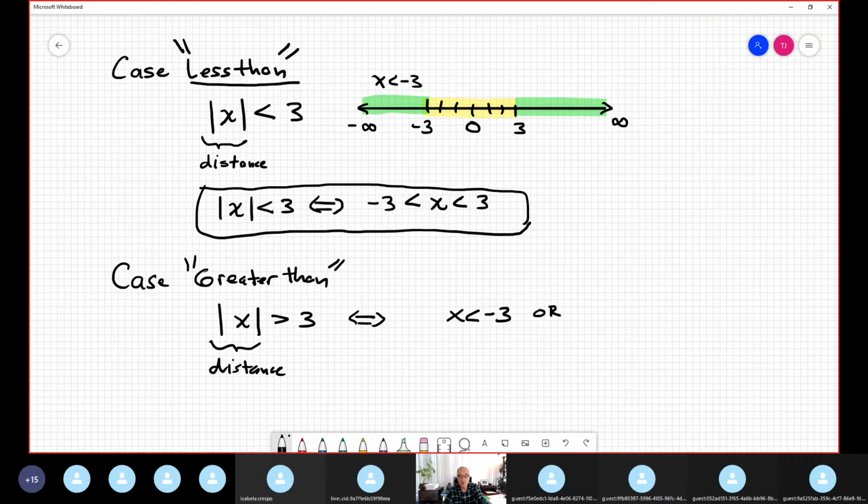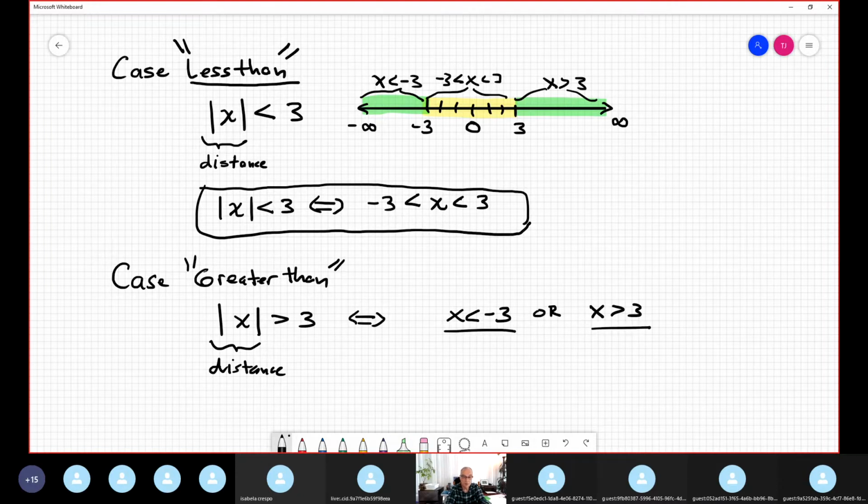Or because it's two intervals, x greater than 3. This interval, and this interval, the yellow, is in between, x between negative 3 and 3. Yellow and green is two green. So actually, the solution contains two intervals: this interval and this interval.